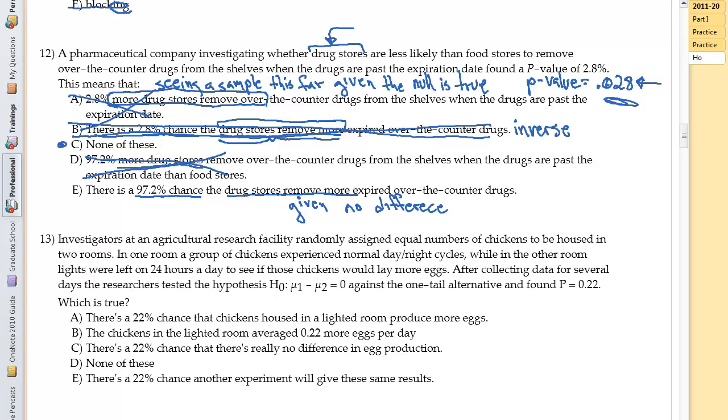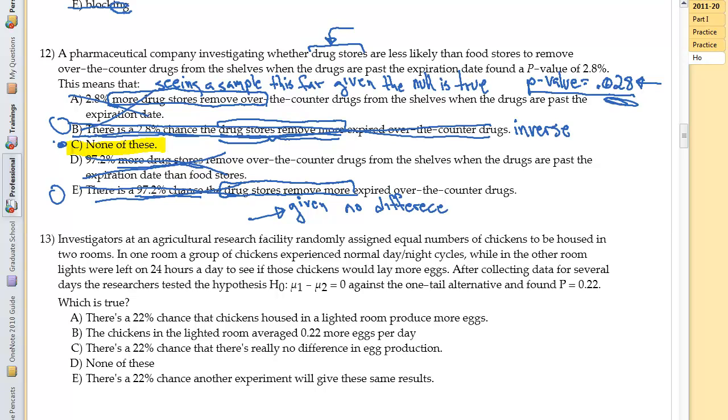And I could see how with B and E, with the chance and the drugstores removing, we're thinking, yeah, the drugstores probably are removing more, but that's because our p-value is really low. All right, so we would observe the drugstores removing at this rate given no difference. Okay, and so B and E are both going to be incorrect. All right, and so it's going to be C. None of these is the correct answer.